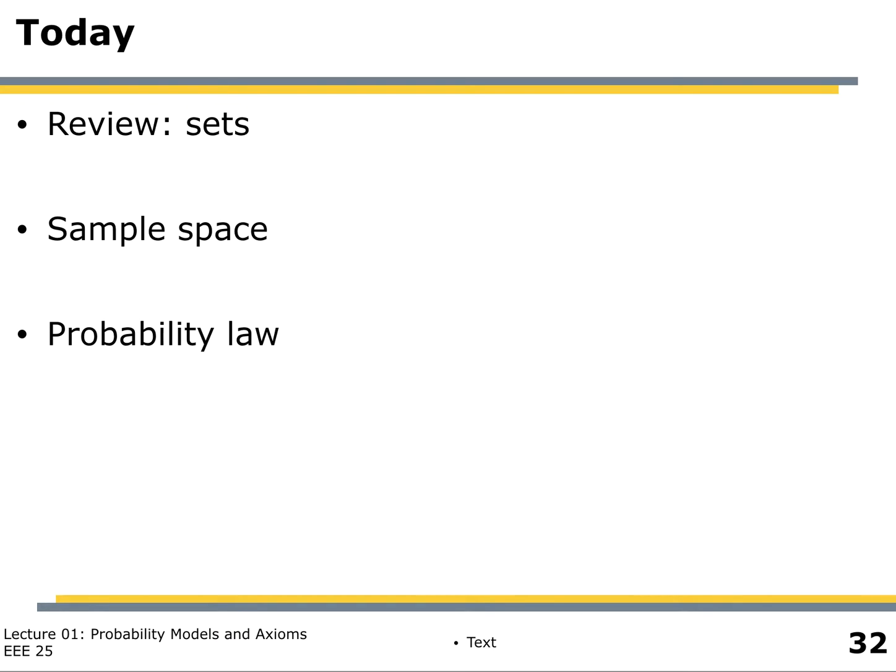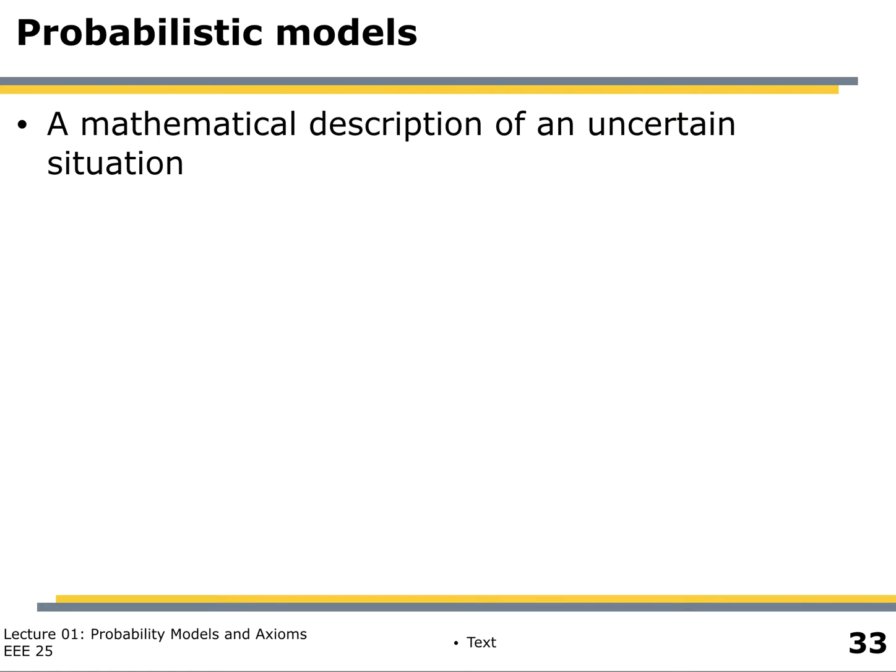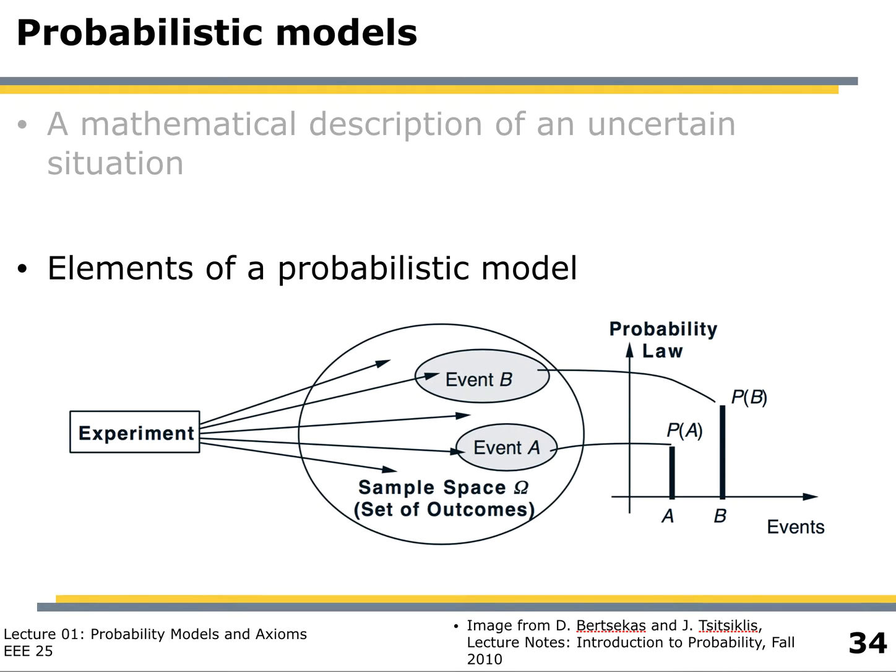The next part of the lecture, we will be talking about probability models, and specifically, we're going to focus on one of the components of a probability model, which is a sample space. So first, let's define what a probabilistic or probability model is. So basically, it's just a mathematical description of an uncertain situation, and it has two elements.